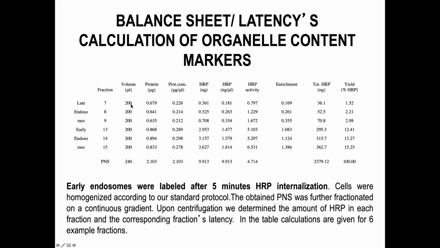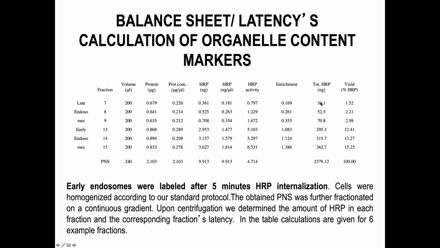You record what the fraction size is in microliters, the volume. You measure the protein content. That gives you a protein concentration that you recover, because the protein amount per volume gives you the concentration of the proteins. You know which amounts of enzyme, for example, horseradish peroxidase, you have introduced and recovered in the fraction. From that, you can calculate the specific activity that you have in there, and from that, the enrichment.